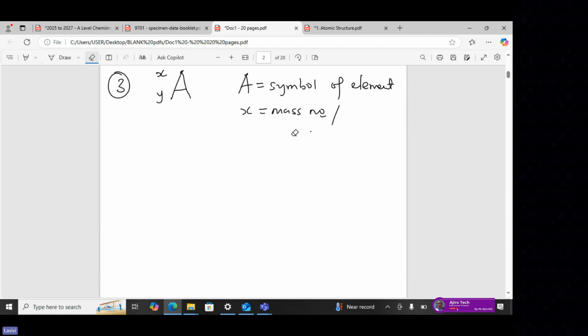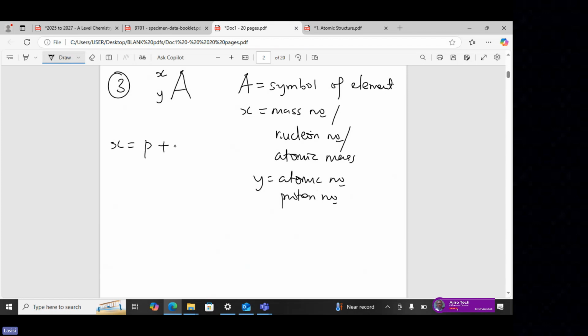They use mass number and nucleon number. These are the 2 they use mostly. Sometimes they call it atomic mass, the same thing. What about Y? Atomic number, or what? Proton number. Do you agree? Now, X represents what? Proton and neutron. What about Y? What does Y represent? Proton only.